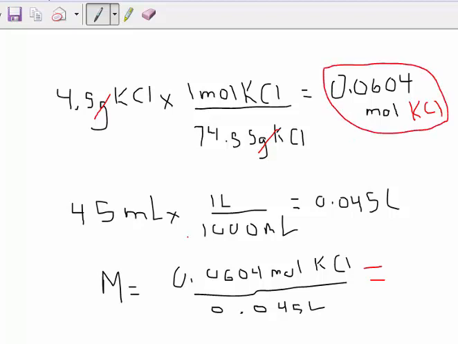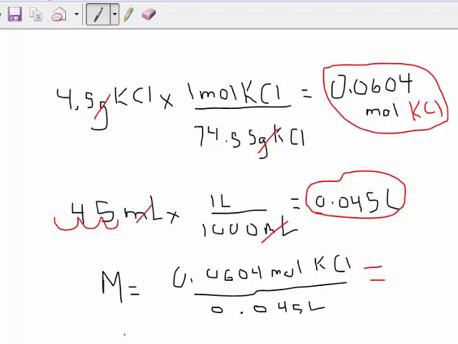Now let's look at getting liters of our solution. We're told we have 45 milliliters of solution, so we multiply by the conversion factor, 1 liter per 1,000 milliliters. We can also just move our decimal point 3 places to the left, which is the same as dividing it by 1,000. Either way, our volume of solution in liters is 0.045 liters.